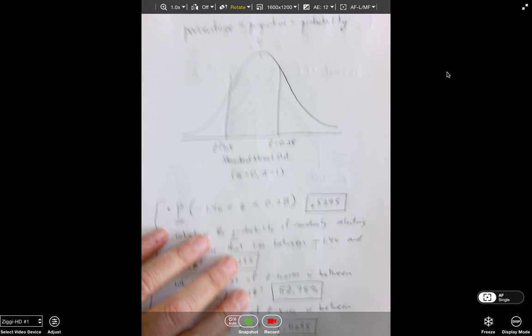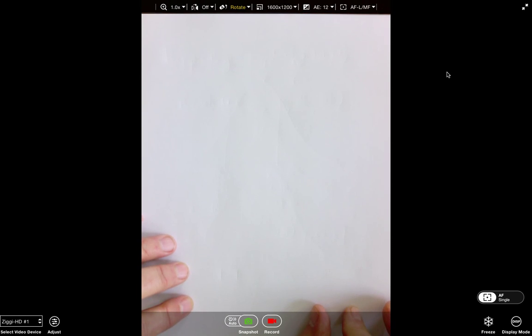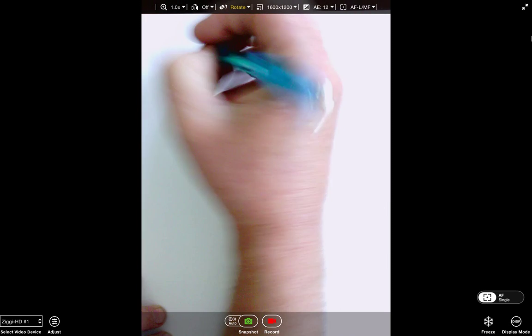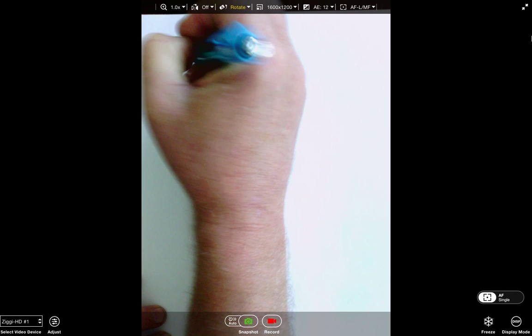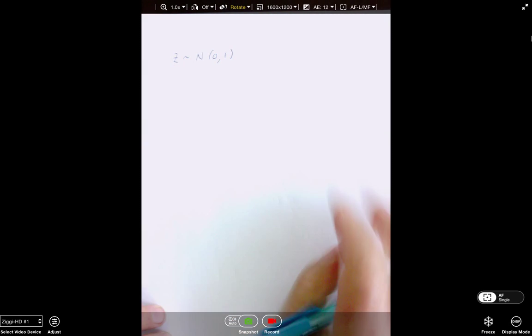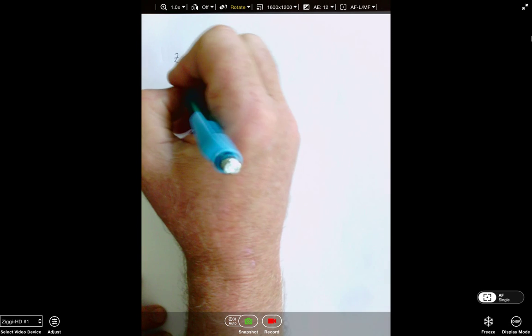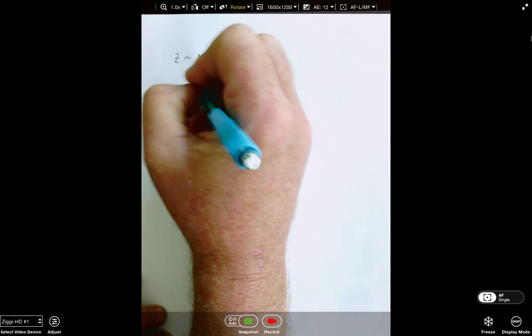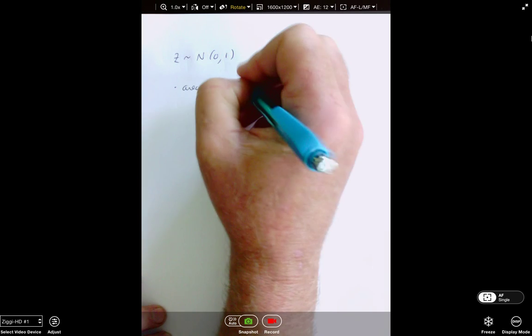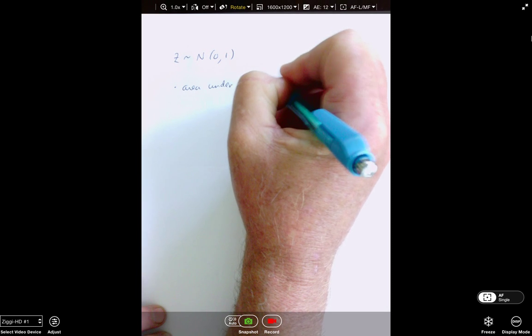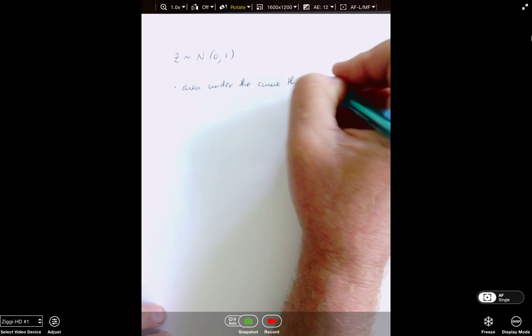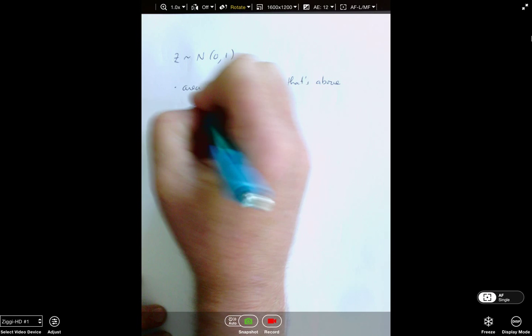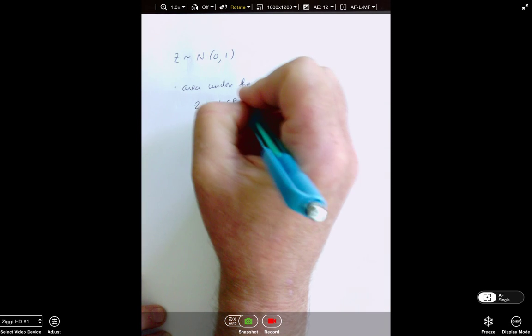Now, there's one caveat to this, or not really a caveat, but there's one thing that we have to be aware of. What do we do when we don't have a number given as the upper bound? So let's say again, z-scores form a normal distribution with mean of 0, standard deviation 1, and we want to find the area under the curve that's above z equal 1.08.